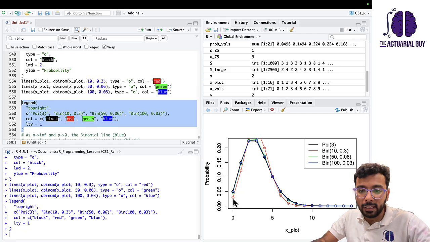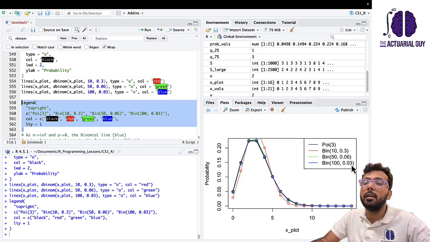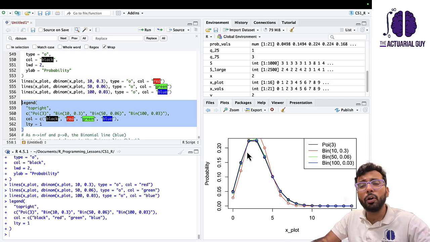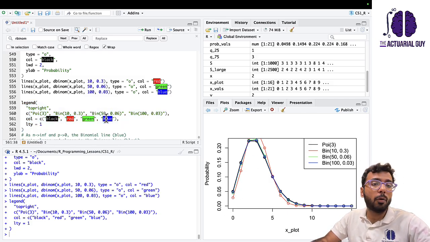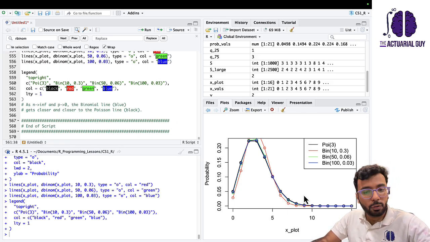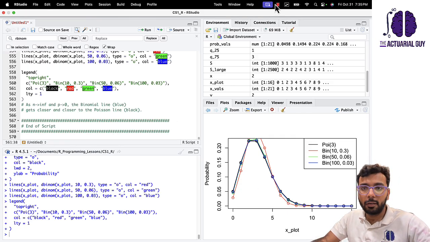But when you see 50, that is overlapping much better with the Poisson distribution. And when you see the blue line, which is binomial 100, 0.03, which is the largest n and smallest p, Poisson is able to approximate that almost perfectly. There's a perfect overlap between the Poisson line and the blue line. So Poisson is a great approximation for binomial as p tends to 0 and n tends to infinity, when you have very, very large n and very, very small p. So that is what we were trying to show. And yeah, that's all for this lecture. Thanks a lot.